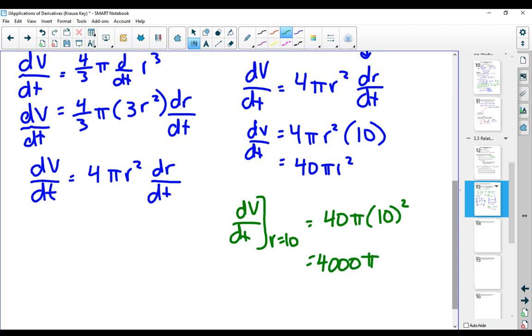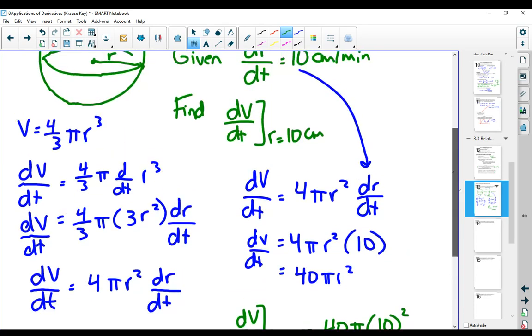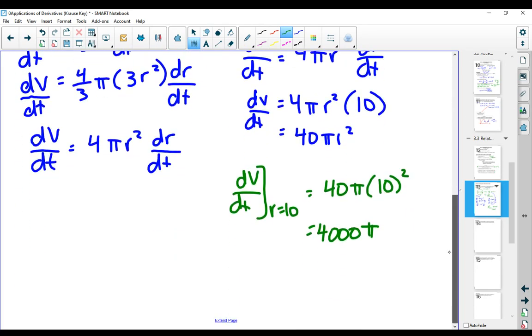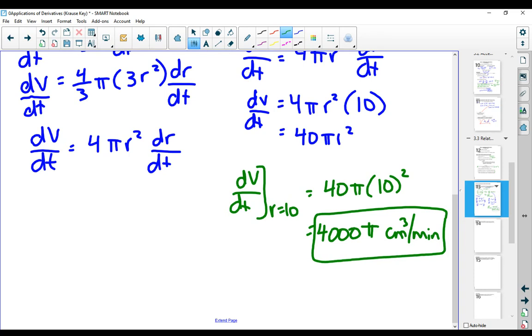And our units, we're talking about volume changing with respect to time. Our radius was in centimeters, so our volume is going to be centimeters cubed per minute. Again, at any point, if I go too quickly, just pause, rewind, look at the example, and then move on to the next one.